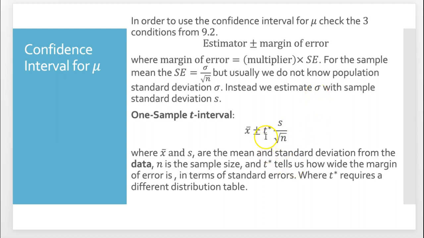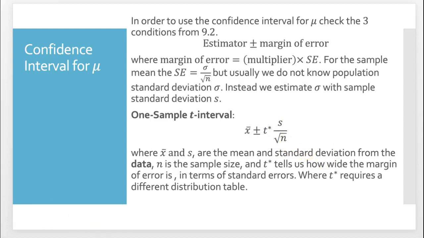Since we're using the sample standard deviation, we're not going to use the standard normal, we're not going to use z star. We're going to use t star. Just know that this t star requires a different table. But this is just our standard error, and this is still just some multiplier telling us how many standard errors we should include in the margin of error.